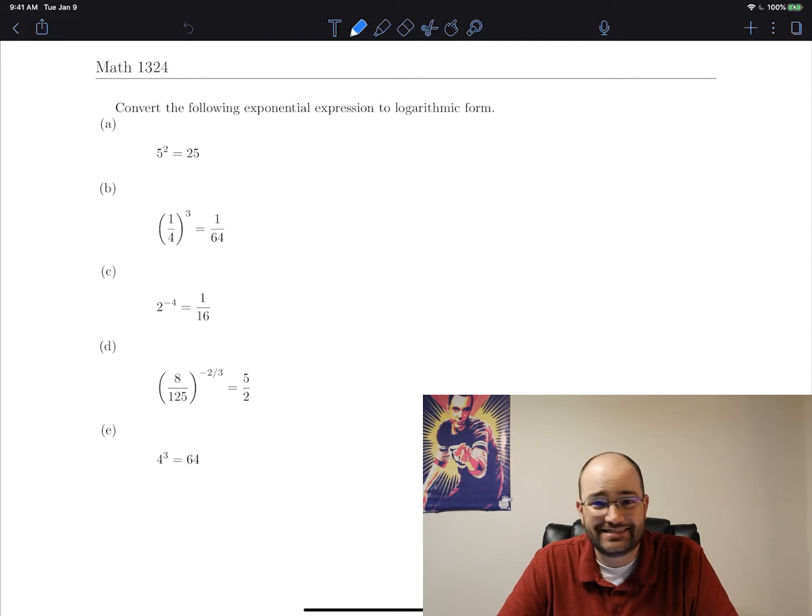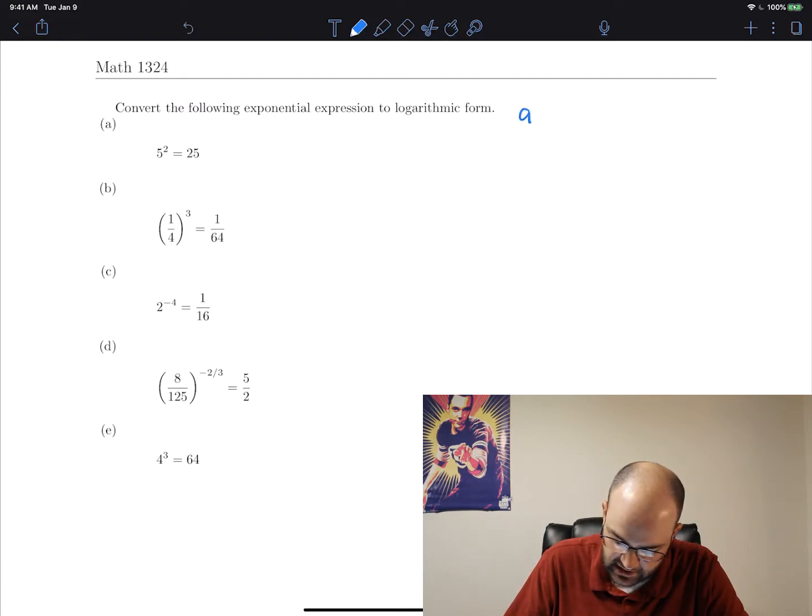This is Chapter 10, Section 5, Example 1. In this example, we want to convert the following exponential expressions to logarithmic form. Now, all of these are just true statements, and we want to convert these into a logarithmic form. To do so, we have to understand what a logarithm is.